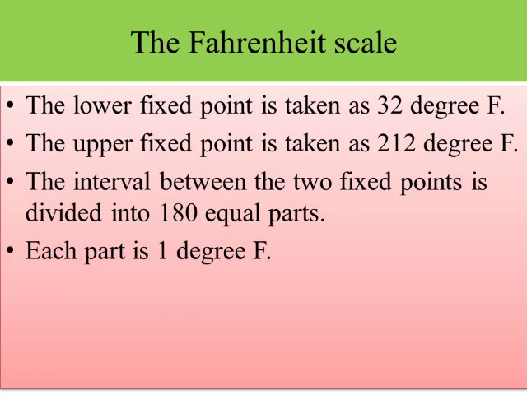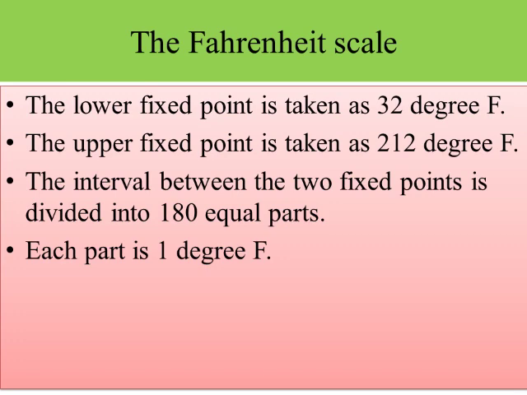The Fahrenheit scale. The lower fixed point is taken as 32 degree Fahrenheit. Fahrenheit is indicated as F. The upper fixed point is taken as 212 degree Fahrenheit. The interval between the two fixed points is divided into 180 equal parts. So each part is 1 degree Fahrenheit. Since the fixed points used for the two scales are the same, we see that 100 degrees on the Celsius scale is equal to 180 degrees on the Fahrenheit scale, and that 0 degree Celsius is equal to 32 degree Fahrenheit.